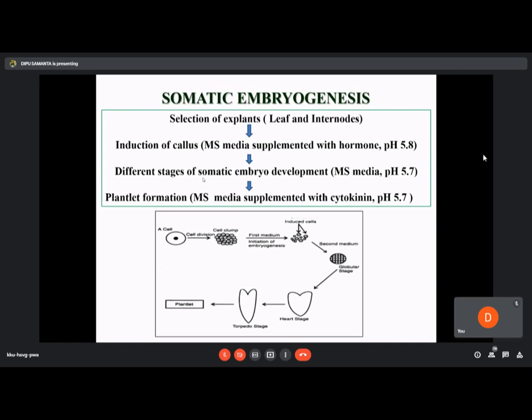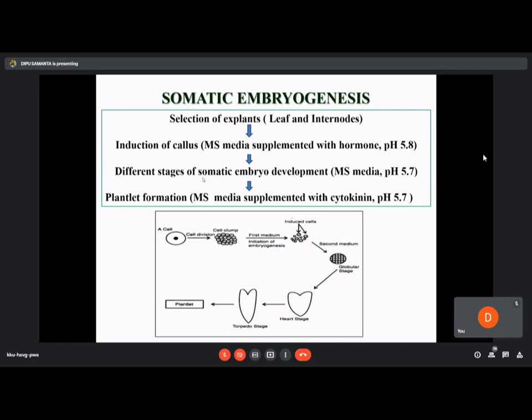After selection of explant comes induction of callus, that is, MS media supplemented with hormone. I have not mentioned what type of hormone because there are so many hormones, and the concentration and combination vary from plant to plant. Then after callus induction, different stages of somatic embryo development occur. From the somatic embryo development, plantlets are formed. For plantlet formation, it is seen that a very low concentration of cytokinin like kinetin at pH 7 is very helpful.